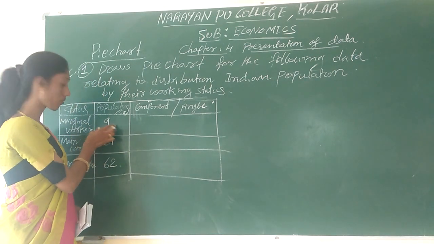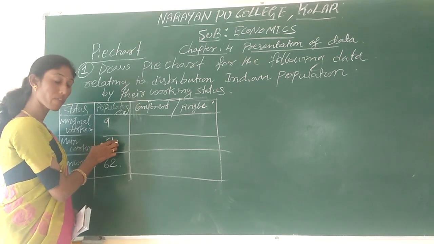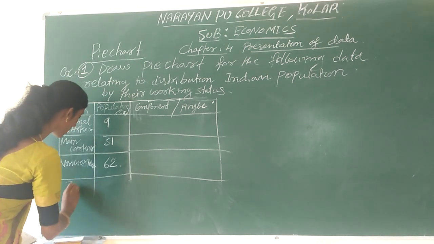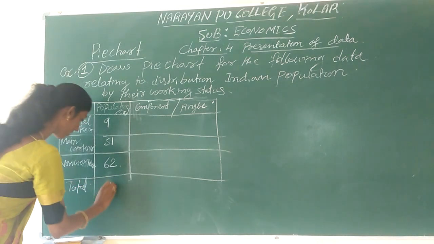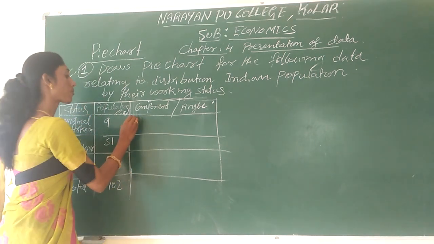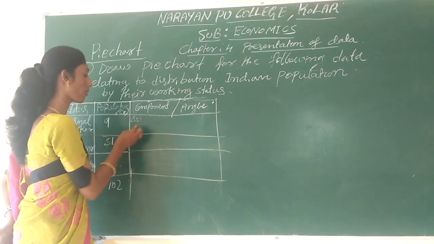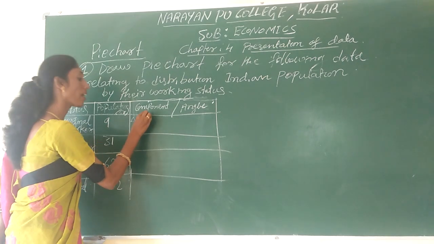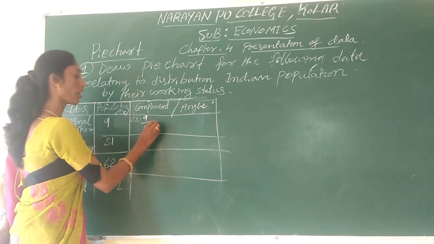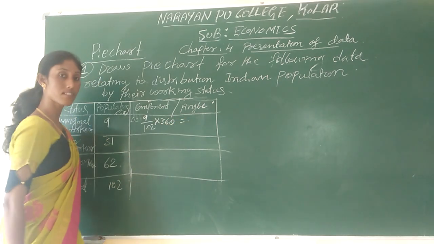Now, the individual value in this particular column is 9. To apply the formula, we also need to find the total. Here, the total is 102. Now we'll apply the angle formula, that is individual value divided by total value. What is the individual value? 9. What is the total value? 102, and into 360 we will get an answer.